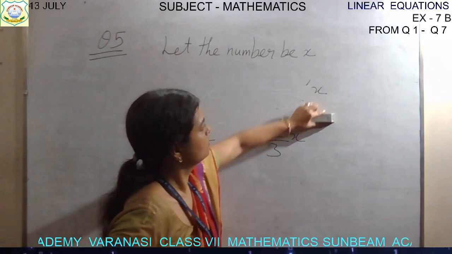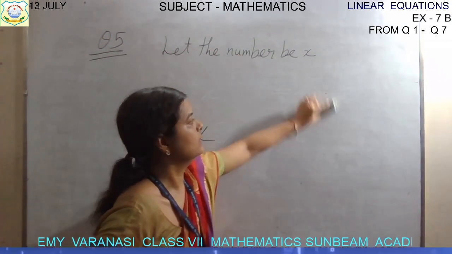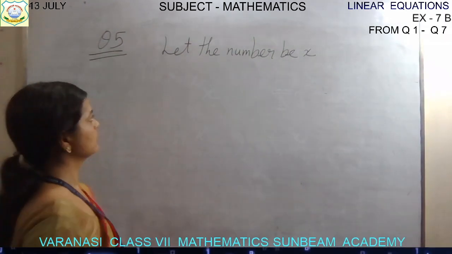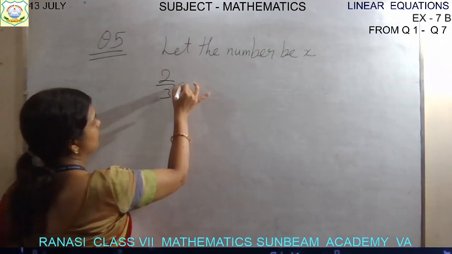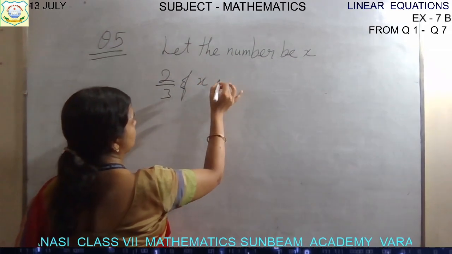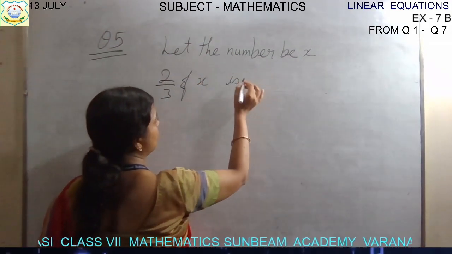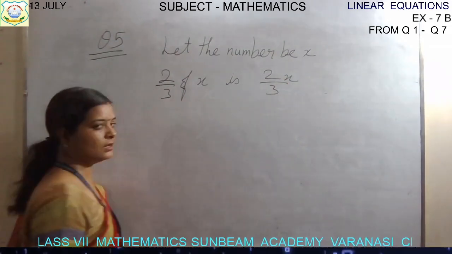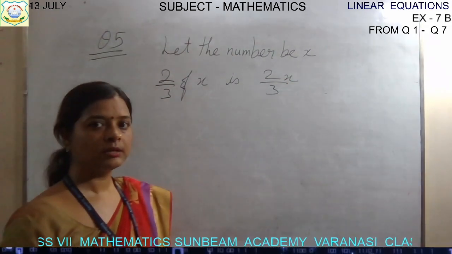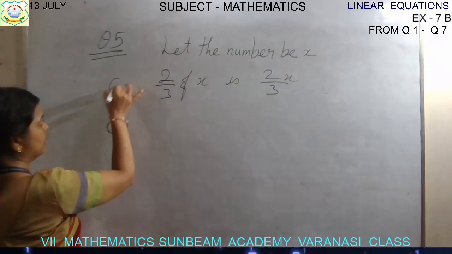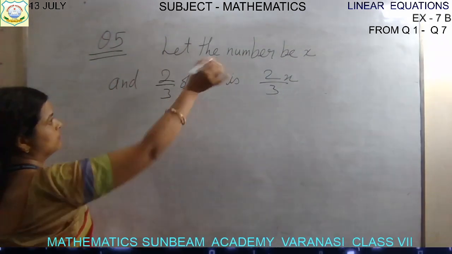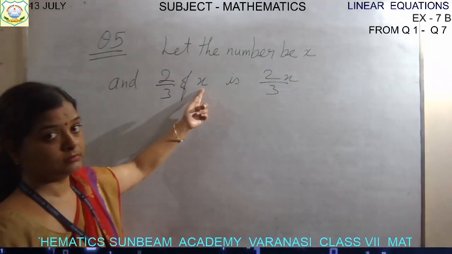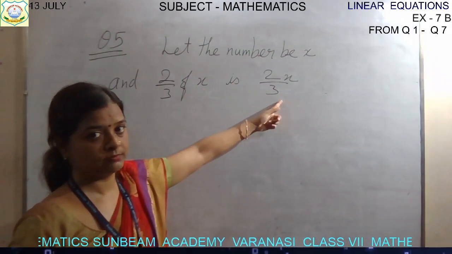So what will we write? We will write, let the number be x, already written. 2/3 of x is how much? 2/3x. Okay? 2/3 of x is 2/3x. You can write it: let the number be x and 2/3 of that number is this much.